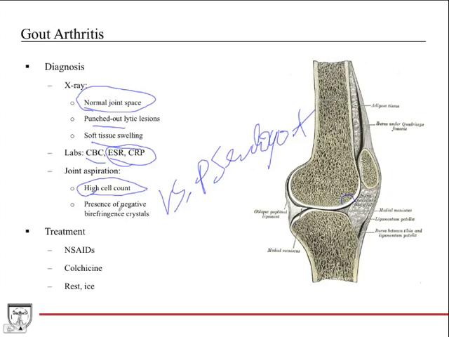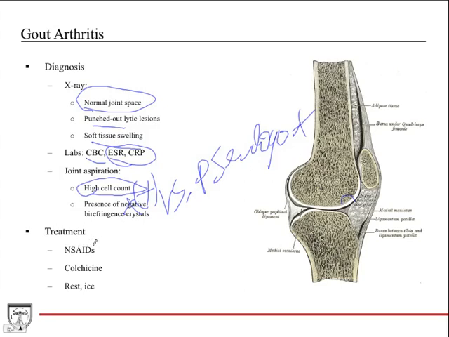That would be where it's actually positive birefringent crystals, okay? Very similar presentation, acute pain in the knee, normal joint space on x-ray, but then the difference is you tap the knee and then you see positively birefringent crystals versus negatively birefringent crystals in regular gout.